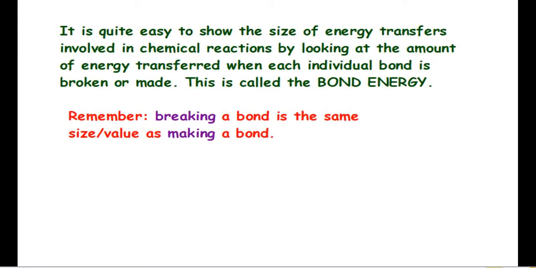Now in your booklet on page 18, it's quite easy to show the size of energy transfers involved in chemical reactions by looking at the amount of energy transferred when an individual bond is broken or made. This is called bond energy. The size and value of breaking a bond is exactly the same as making a bond. That's something you need to remember, and you need to write it on page 18.